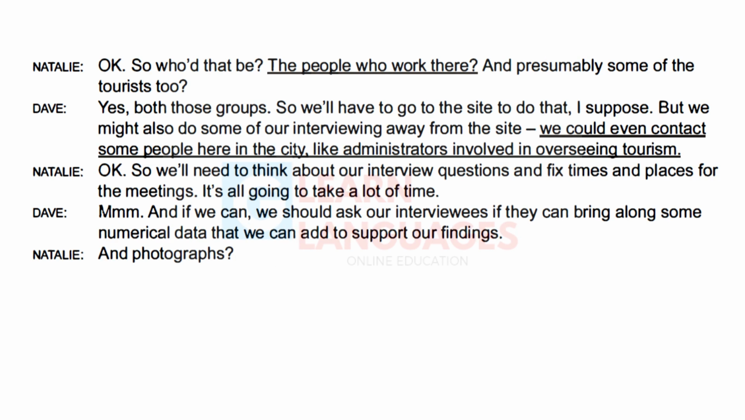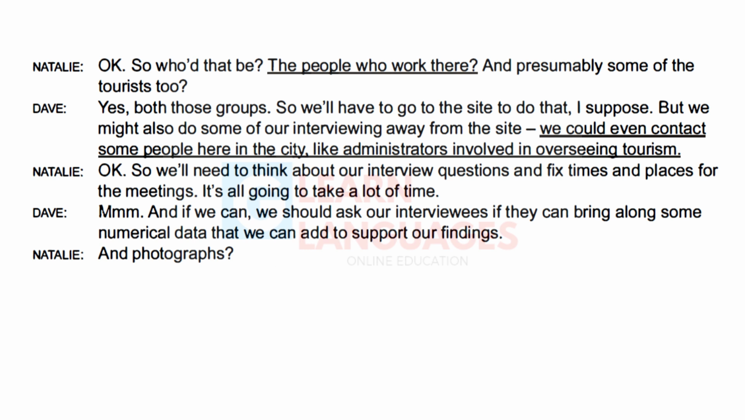OK, so who'd that be? The people who work there? And presumably some of the tourists too? Yes, both those groups. So we'll have to go to the site to do that, I suppose. But we might also do some of our interviewing away from the site. We could even contact some people here in the city, like administrators involved in overseeing tourism. OK, so we'll need to think about our interview questions and fix times and places for the meetings. It's all going to take a lot of time.